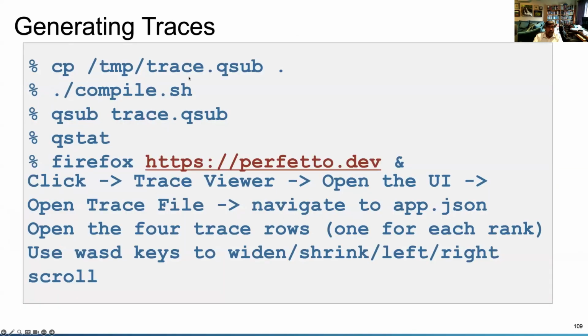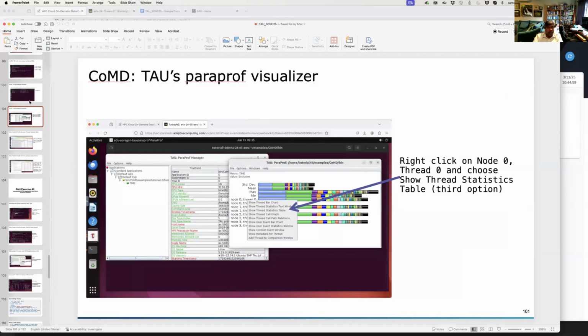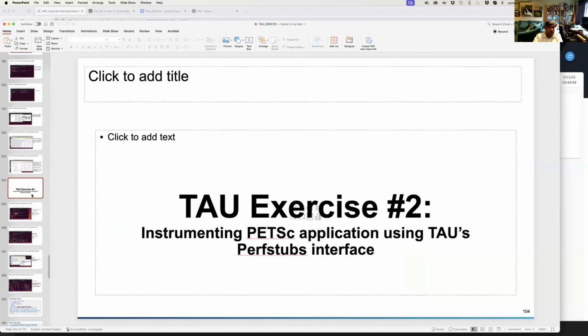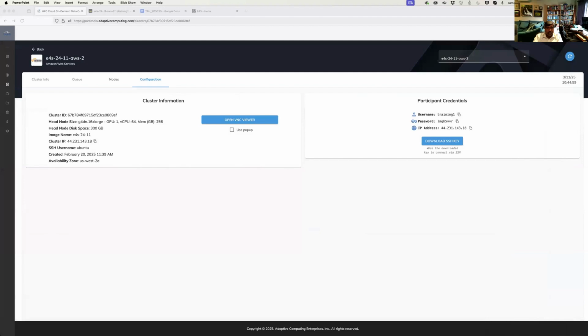And then I will generate trace files using this trace.qsub, which I have put in the tmp directory. You have already compiled the code, run it with trace.qsub, and launch perfetto.dev in Firefox, and open the trace visualizer and view the trace file. To do this, again, I am on slide number 104. Step by step, I'll do exactly these steps.